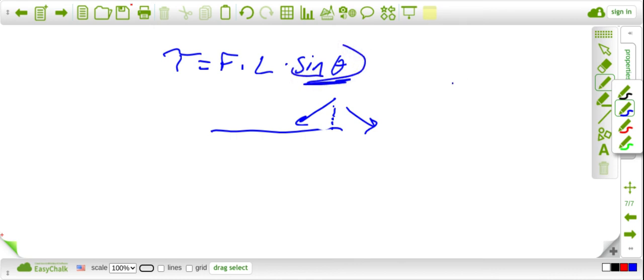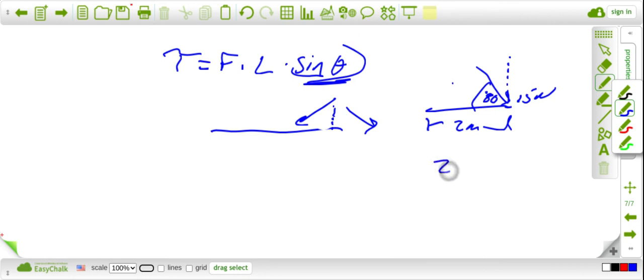So if I have a force applied here at an 80-degree angle to the board, that's our 80 degrees, and the force was 15 newtons and the distance was 2 meters, then I don't just do 2 times 15, but I do 2 times 15 times the sine of 80, and that'll give me a decimal answer. 2 times 15 is 30. 30 times sine 80 is going to be 29.5. So the torque now is only 29.5.